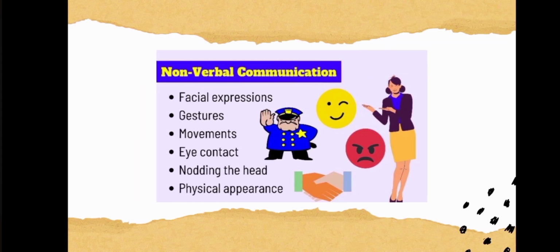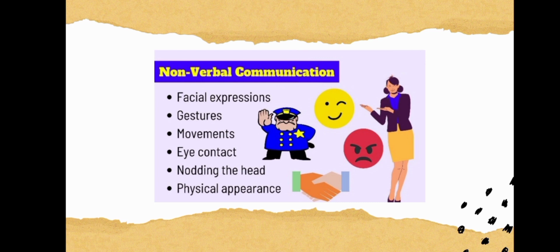These are examples of nonverbal communication. Facial expressions. So, facial expression is a kind of nonverbal communication. Gesture is a kind of nonverbal communication. Movement, our eye contact, is a kind of nonverbal communication. Nodding the head. Physical appearance, a kind of nonverbal.